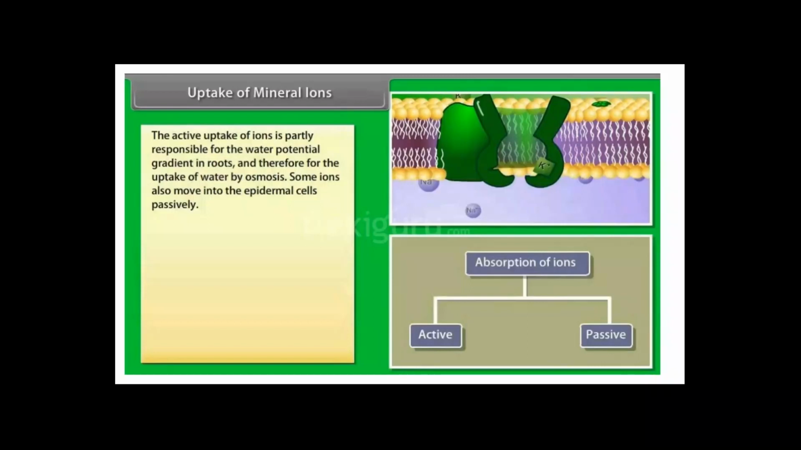So the active transport of ions is partly responsible for water potential gradient in roots, and therefore some uptake of water by osmosis. And some ions also move into epidermal cells passively. But most ions are absorbed by active transport, and that's an important point.